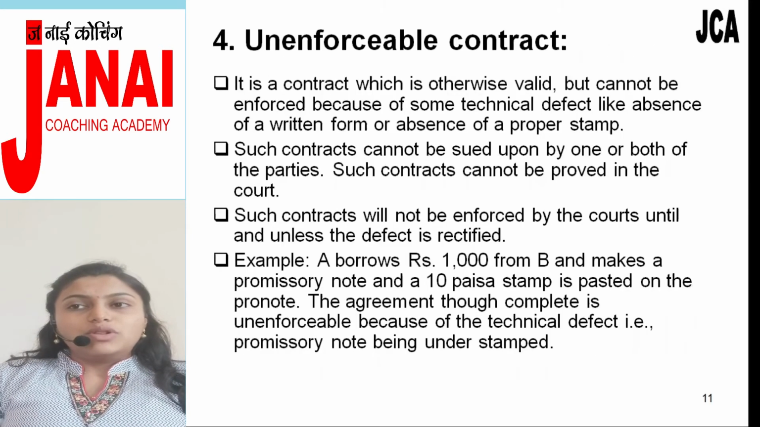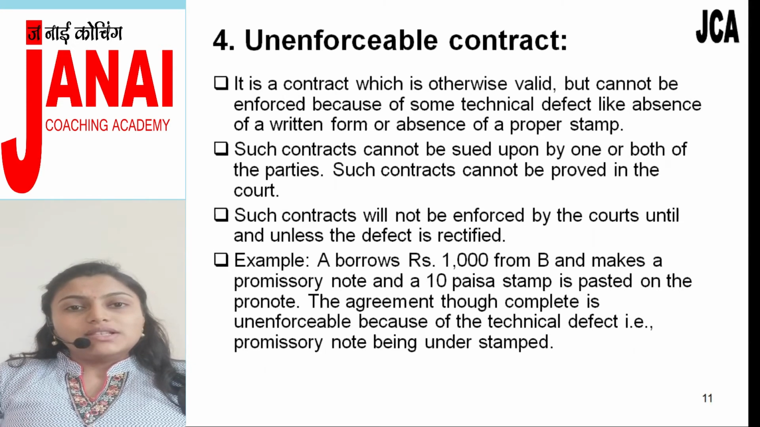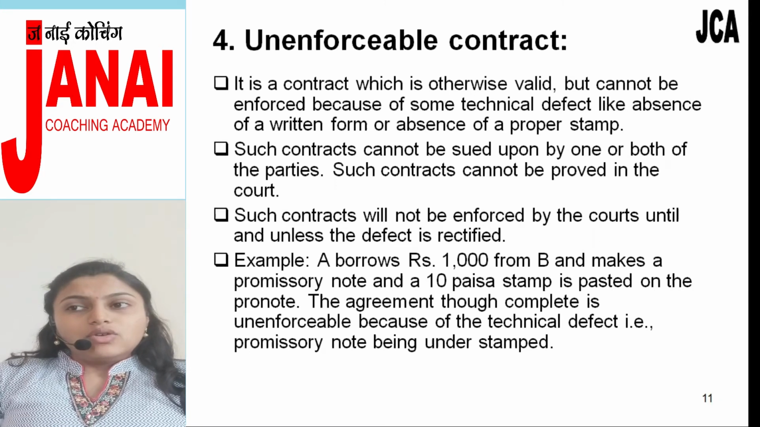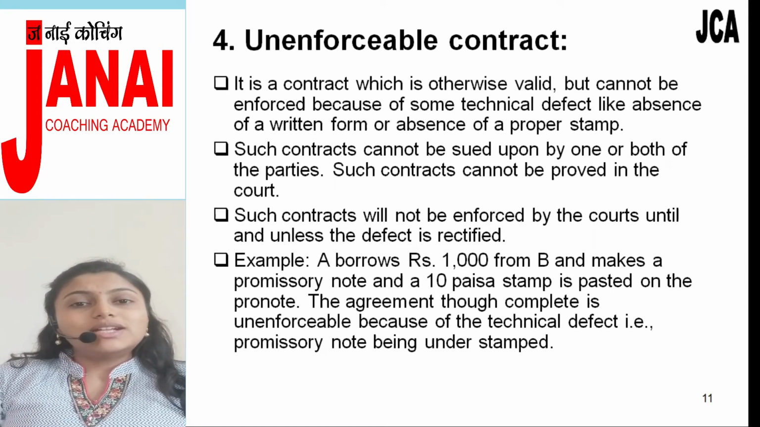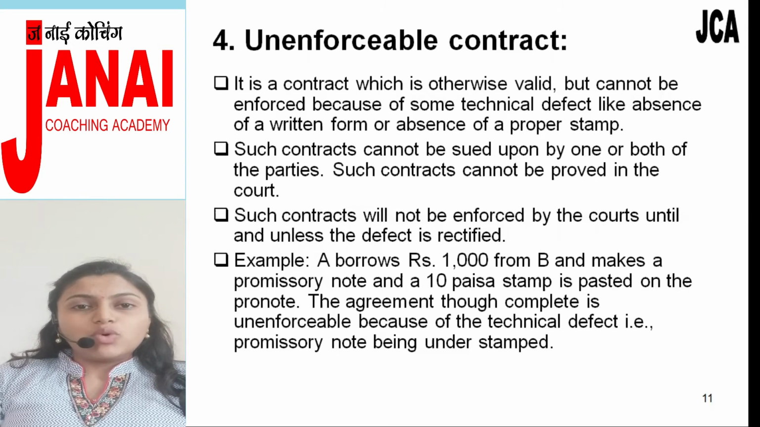Next is unenforceable contract. It is a contract which is otherwise valid but cannot be enforced due to some technical defect. Yes, the absence of written form, or the absence of a stamp, is a technical defect to make a contract enforceable in the court of law. For example, whenever we enter into a promissory note, whenever we draw a bill of exchange, we know that we need to paste a stamp on it.